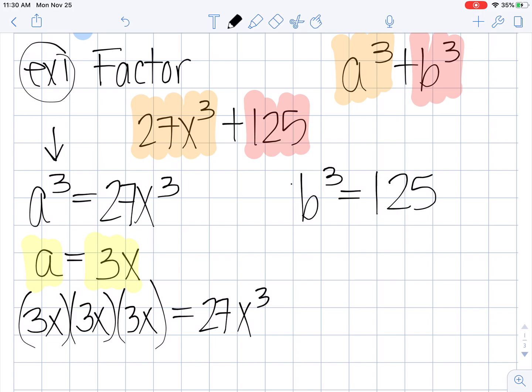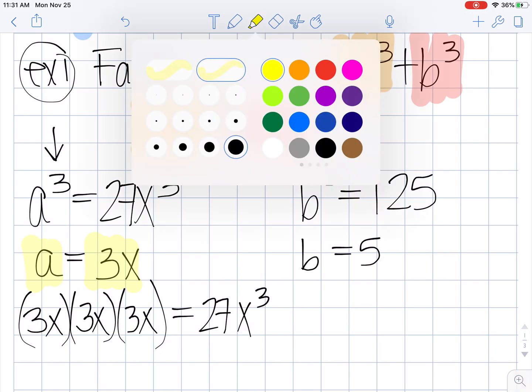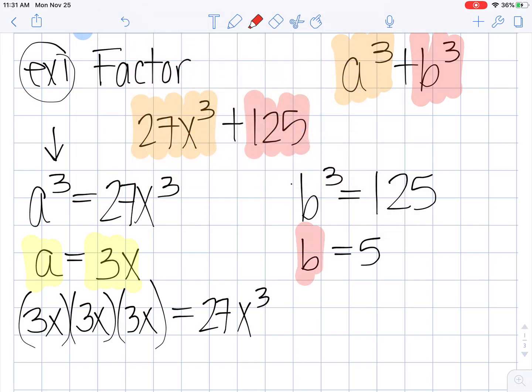Now I have to figure out what my b value is. Again, I'm going to figure out what number multiplied by itself 3 times equals 125. We know it's not 2, and we just figured out 3. Let's do 4. 4 times 4 is 16, and 16 times 4 is 64. That's not it. Let's try 5. 5 times 5 is 25, times 5 is 125. So that means my b value is equal to 5.